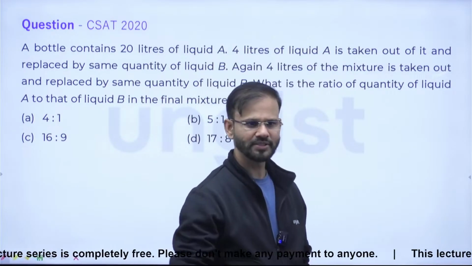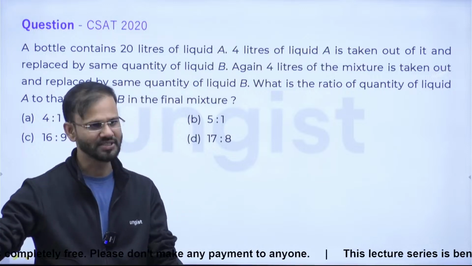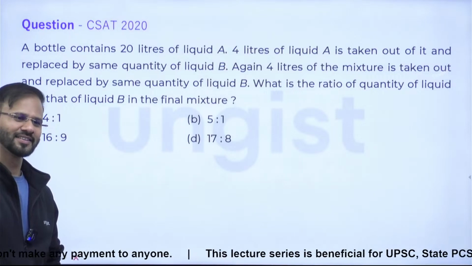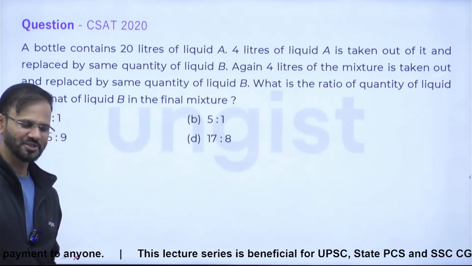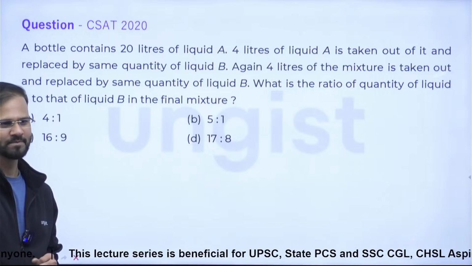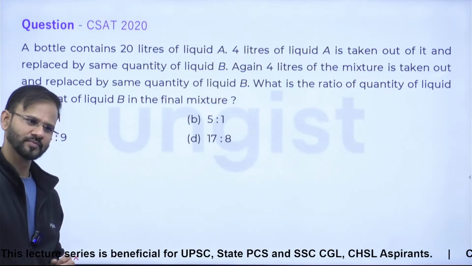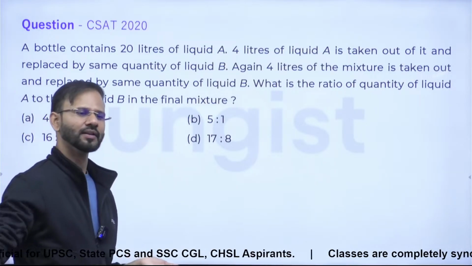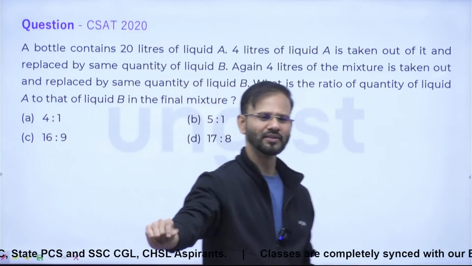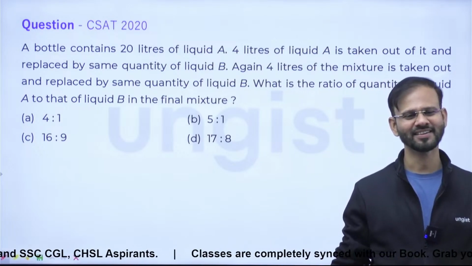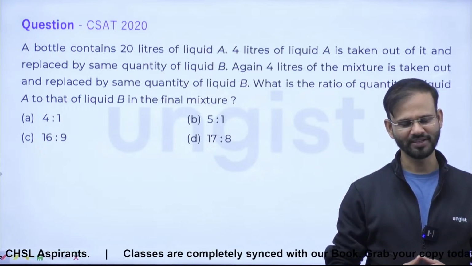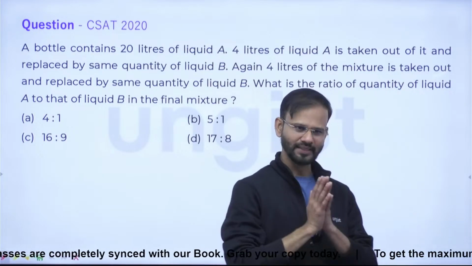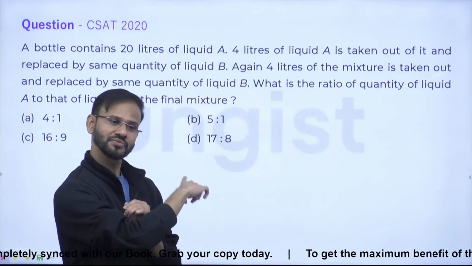Mimi, will you tell the story of the question? Yes, please tell. You just read the question, don't worry. A bottle contains 20 liters of liquid A. So 4 liters of this liquid A is taken out and is replaced by liquid B. Okay, guys, don't write anything. Again, then the 4 liters of the mixture is taken out and replaced by the same quantity of liquid B. Okay. So, question is asking what is the ratio of quantity of liquid A to that of liquid B, the final mixture. Okay. Can you relate this question with the previous one?